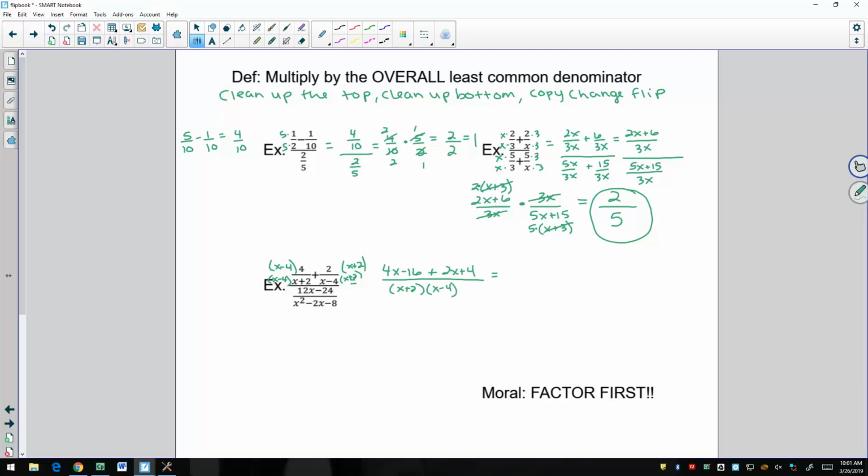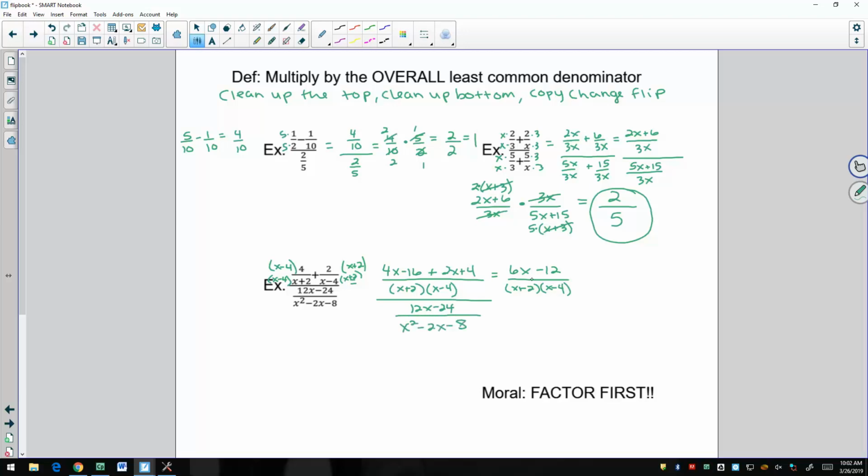I'm going to clean up the top by combining my like terms. 4x plus 2x is 6x. Negative 16 plus 4 is negative 12. All over x plus 2 times x minus 4. Now I have to clean up, well, actually there's only one fraction on the bottom, so I don't have to clean up the bottom. All I have to do now, I'll rewrite it, but I'm going to copy, change, flip now because I already have a single fraction. While it is long and ugly, it's still just a single fraction on the bottom.